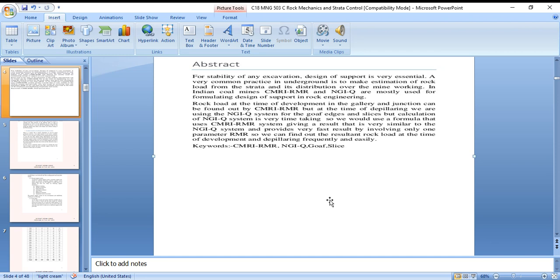But calculation of the NGI-Q system is very time taking. So we use a formula based on the CMR RMR system, giving a result that is very similar to the NGI-Q system and provides very fast results by involving only one parameter, RMR. So we can find out rock load at the time of development and depillaring frequently and easily.